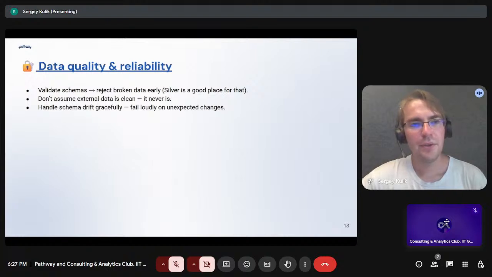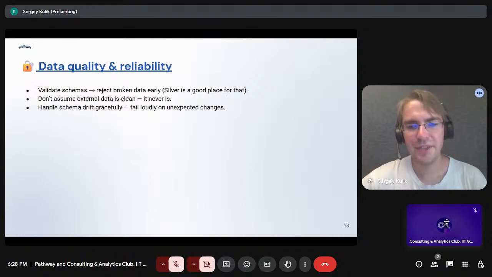Then there are good practices which are connected with data quality and reliability. So you need to reject broken data early. It's okay if the broken data is on the bronze layer, because this is one of the key ideas of ELT. You just take the data and export it as lightly as possible, but silver is a good place to reject the broken data.